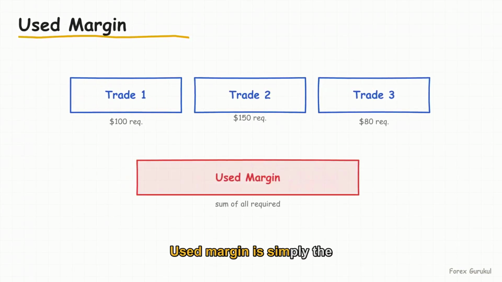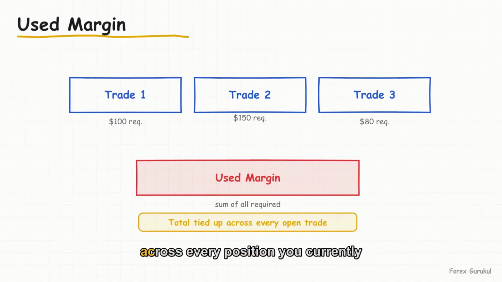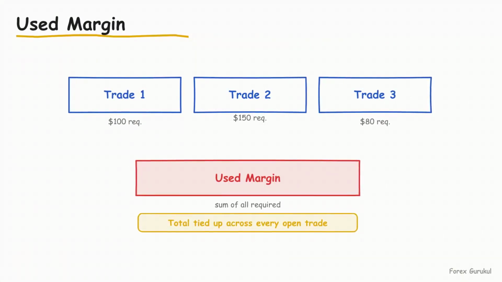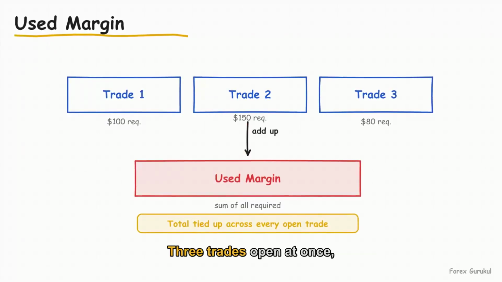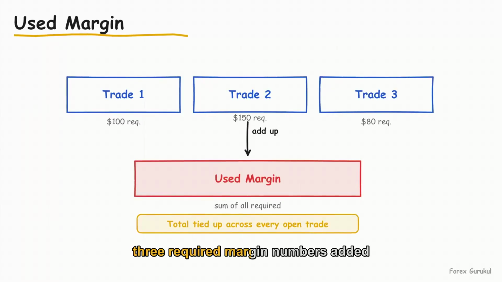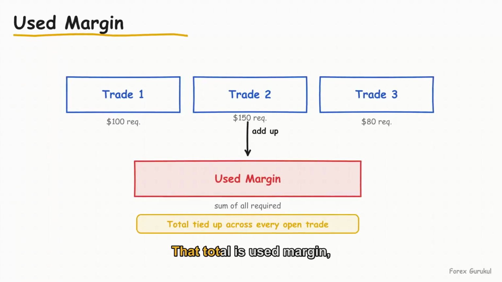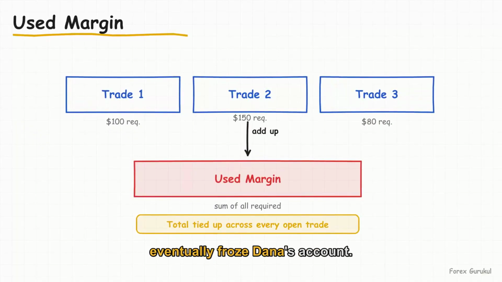Used margin is simply the total of every required margin across every position you currently have open. 1 trade, 1 required margin number. 3 trades open at once, 3 required margin numbers added together. That total is used margin, and it is the first half of the puzzle that eventually froze Dana's account.